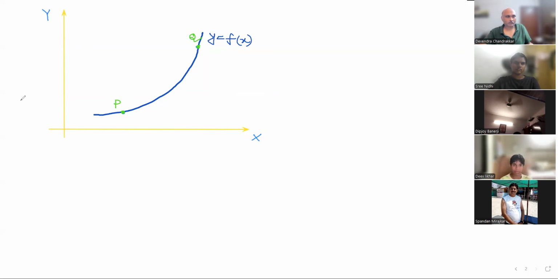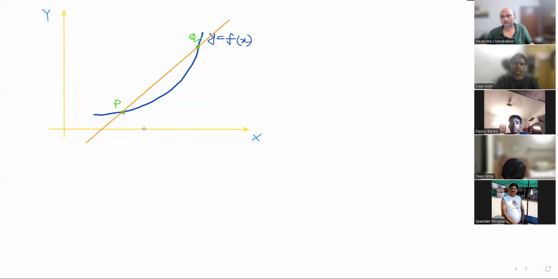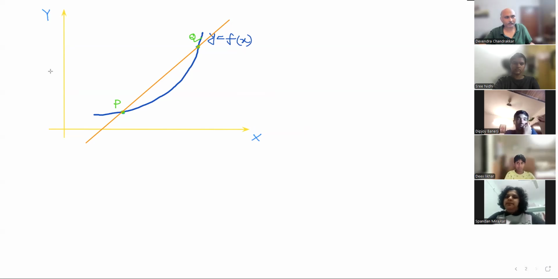Now, let's draw a secant to this curve. You guys are aware about secant? Spandan and Srinidhi. Yes, sir. You know what is secant, beta? Srinidhi, you know? Yes, sir. Okay. So this is a secant, right? The coordinates of P are x1 and y1. The coordinates of Q are x2 and y2. Clear?